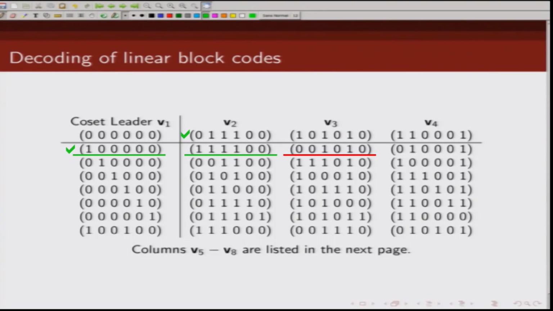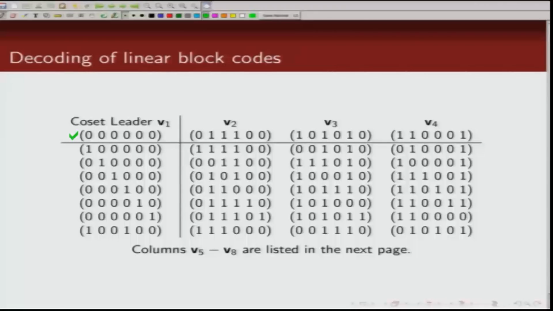Again, I add this to this. So, 1 plus 1 is 0, 0 plus 0 is 0, 0 plus 1 is 1, 0 plus 0 is 0, 0 plus 1 is 1, 0 plus 0 is 0. So, this is how I populate the entries in this row.